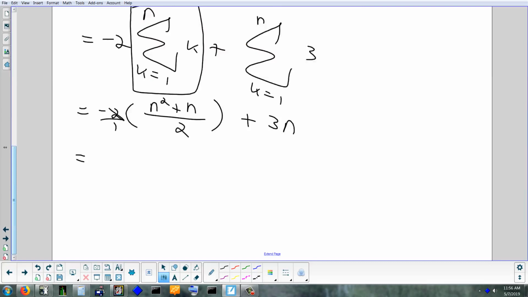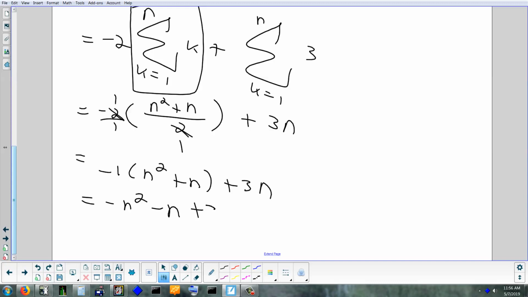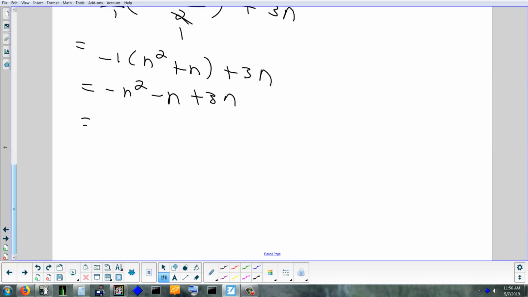2 goes into 2 one time. So that's nice. So I'm left with negative 1 on the outside, n squared plus n plus 3n. You probably could have done this in the same step, but now distribute your negative 1. Negative n squared minus n plus 3n. And combine like terms. Negative n squared plus 2n.